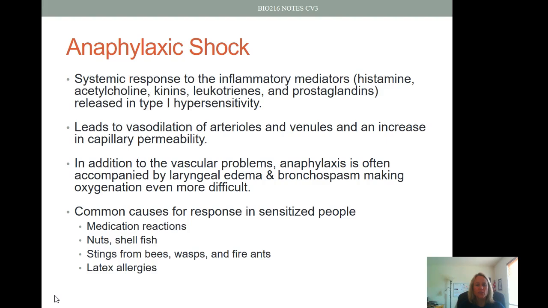This leads to vasodilation of arterioles and venules and an increase in capillary permeability. So not only do we have an enlargement of the vascular compartment, but that increase in capillary permeability allows fluid to leak out. So in addition to vascular problems, as noted before with anaphylaxis, we can also get laryngeal edema and bronchospasm, and that makes oxygenation even more difficult. This is a common cause for response in sensitized people as a result of medication reactions, nuts and shellfish, stings from bees, wasps, and ants, and latex allergies.